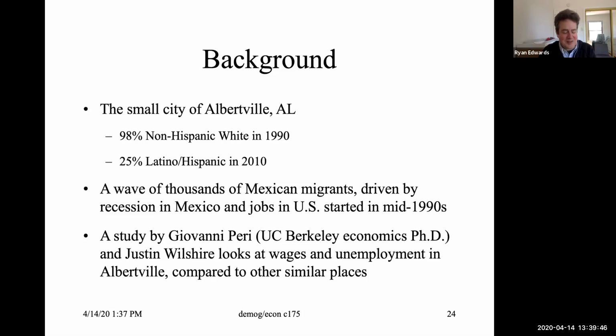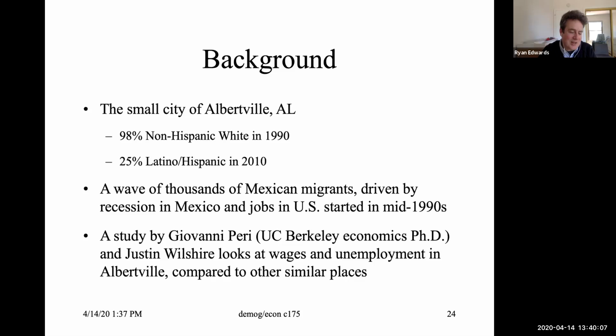And you might imagine that if life is kind of bleak in your professional sphere, I think that's one of the big things that maybe we don't talk that much about, that we can sit here in Demog Econ C175 and talk about studies that show no impact of immigration on local labor market conditions. And I think it's important to state that.